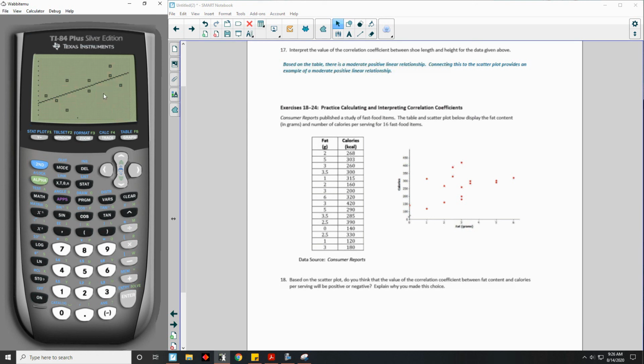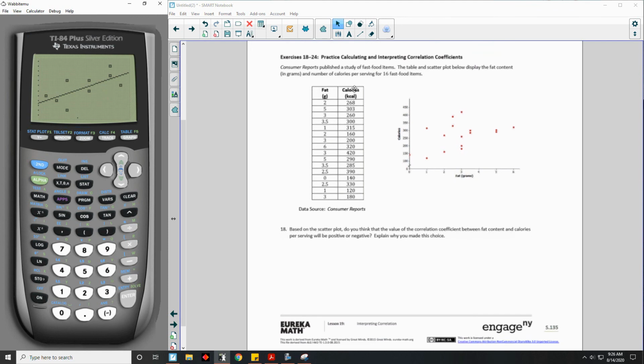Okay, exercises 18 through 24 says to practice calculating and interpreting correlation coefficients. So this is a practice, so pause the video, see if you can do this, and then come back and check. So here we go. Consumer Reports published a study of fast food items. The table and scatter plot below display the fat content in grams, the number of calories per serving for 16 fast food items. Okay, so based on the scatter plot, do you think the value of the correlation coefficient between fat content and calories per serving will be positive or negative? Explain why you made this choice.